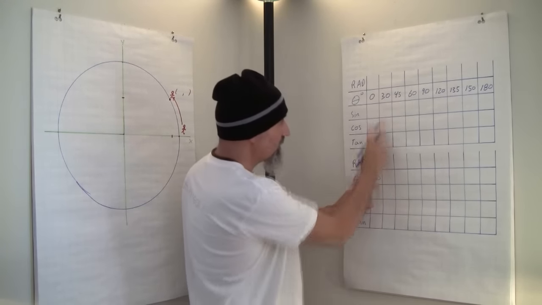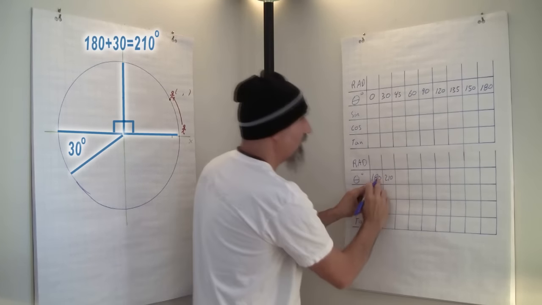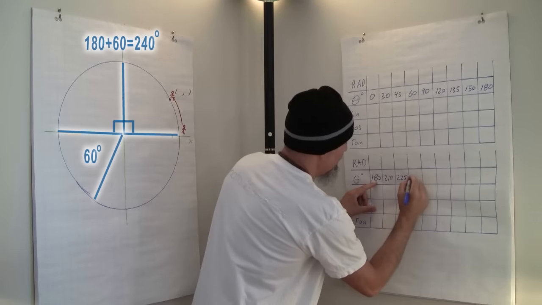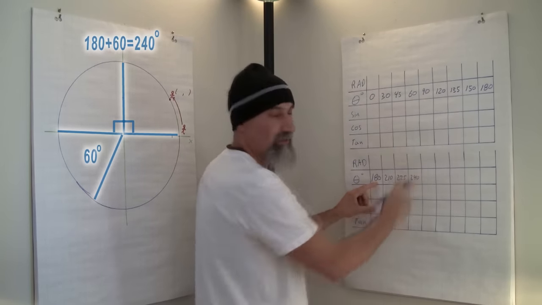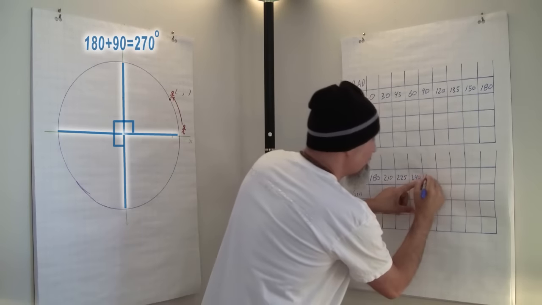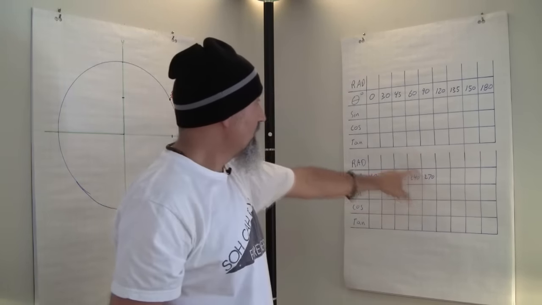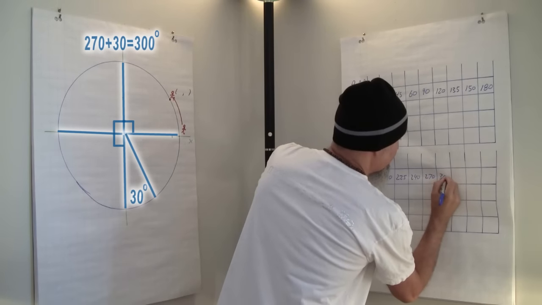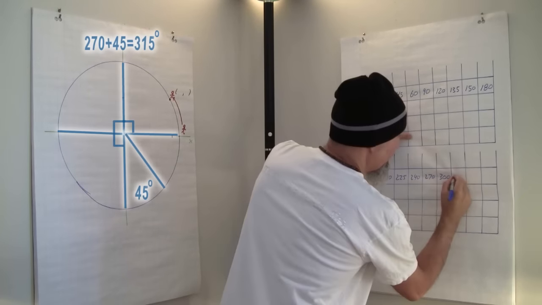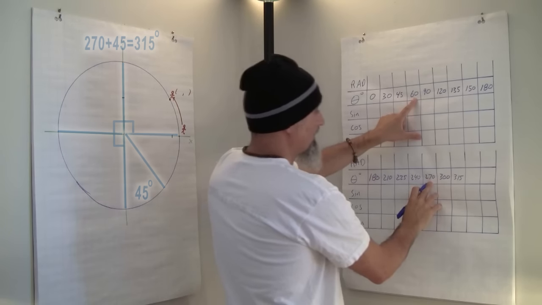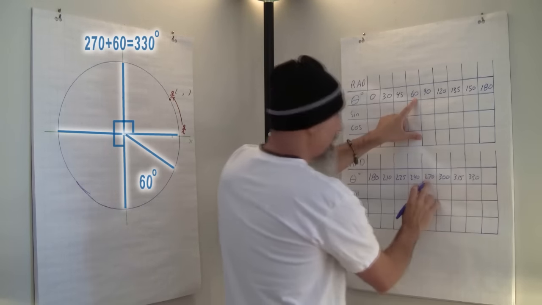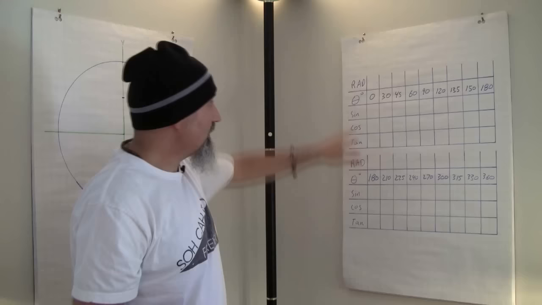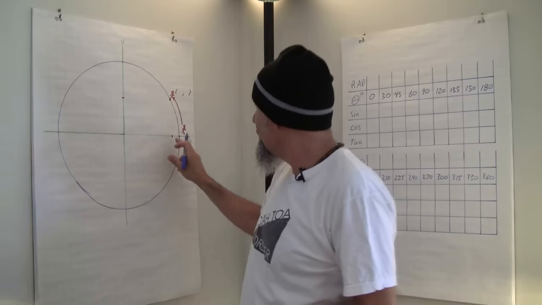And then we're going to add 30. So 180 plus 30 is 210. 180 plus 45 is going to be 225. 180 plus 60 is 240 degrees. 180 plus 90 is 270 degrees, right? And then again, we're going to add 30, 45, 60. So 270 plus 30 is 300. 270 plus 45 is 315. 270 plus 60 is 330. 270 plus 90 is 360. Okay. And that's how you generate the degrees column as we move around this thing, right?